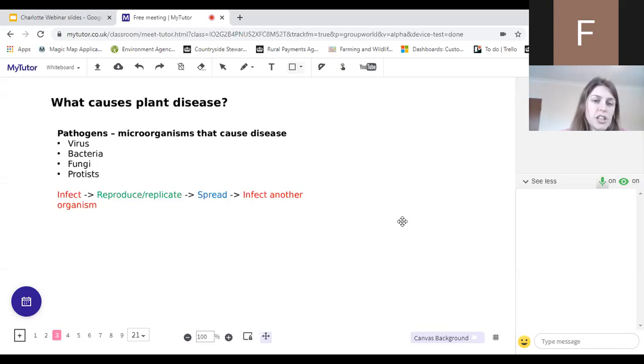I've just included a quick recap of what a pathogen does. A pathogen infects an organism, it then reproduces or replicates, because remember, viruses aren't technically alive, so they replicate rather than reproducing. They then spread, and then they infect another organism. So that's the basic life cycle of a pathogen.